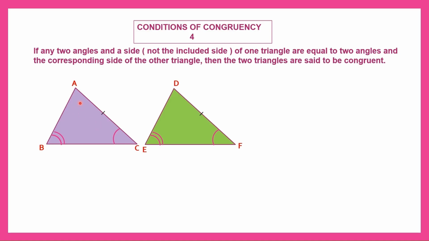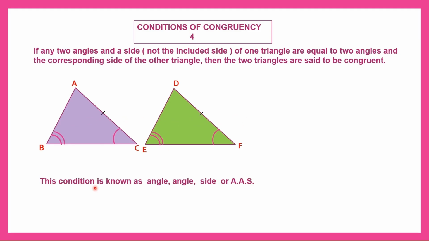Now look at this line AC. It has a single stroke and DF has a single stroke. That means these two lines are equal to each other. But as you can see, they are not the included side. That means they are not in between E and F. If they are in between these two angles, we call it an included side. But these two lines are not in between the angles, so they are not the included side. But even then, if any two angles and one side are equal to the other two angles and one side of the other triangle, that means they are congruent triangles.